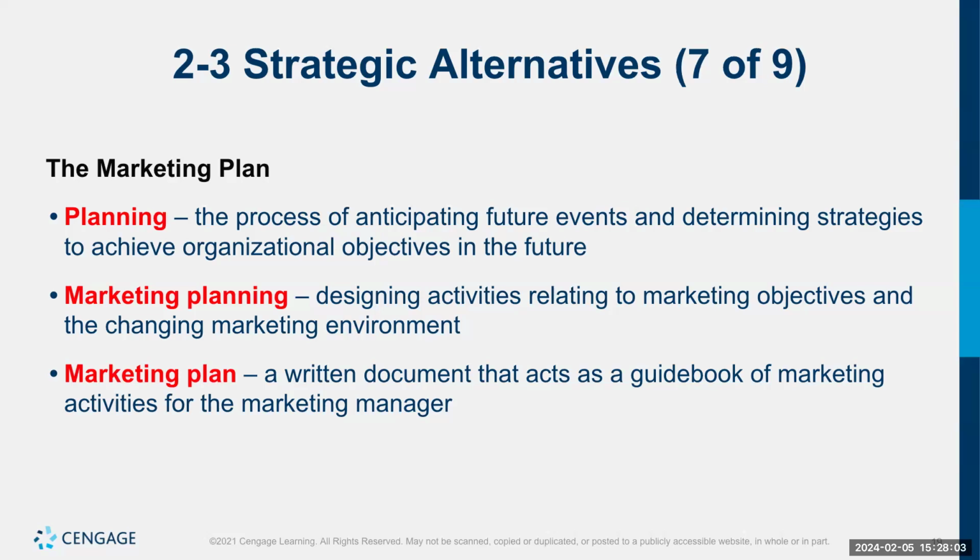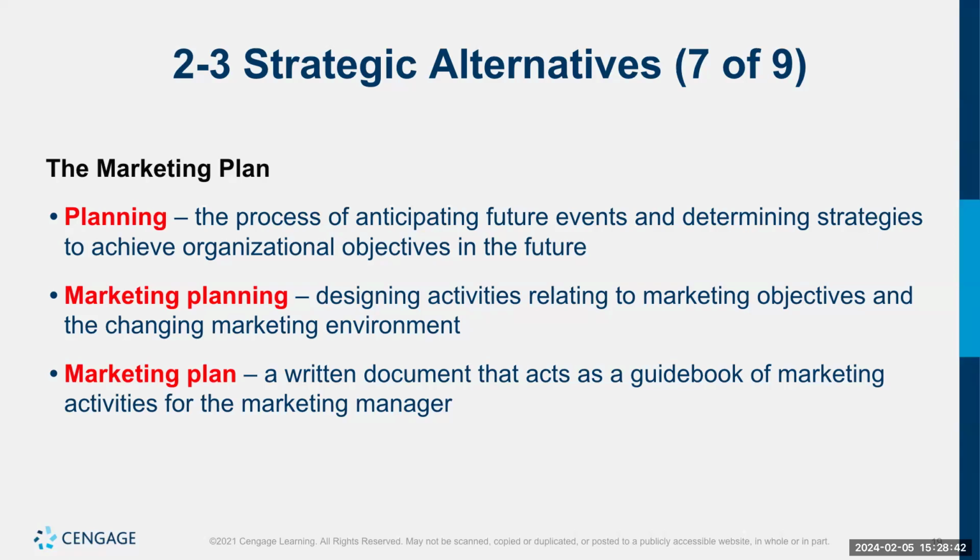The components of marketing are planning, marketing planning, and the marketing plan. Within planning, it is the process of anticipating future events. This is what we talked about a second ago. Market planning is designing these activities to relate to the market objectives. What does the market analysis look like? What does the SWOT analysis look like? What's the target market? Things of that sort. And then you have the marketing plan. So now you've already done the planning, and now we are going to implement it into a plan.